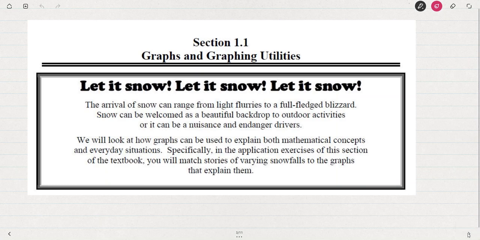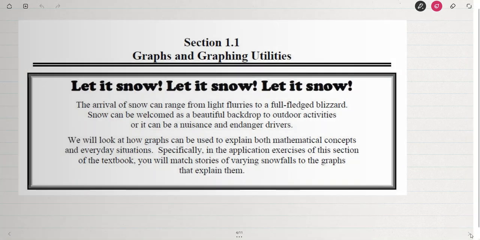To open our section, we're given this teaser for a problem later in the section, not in this video, but in the textbook, and it's Let It Snow. The arrival of snow can range from light flurries to a full blizzard. Snow can be welcome as a beautiful backdrop to outdoor activities, or it can be a nuisance. We'll look at how graphs can be used to explain the mathematical concepts of everyday situations, such as snow. Specifically, in this application exercise, you'll match stories of varying snowfalls to the graphs that explain them.